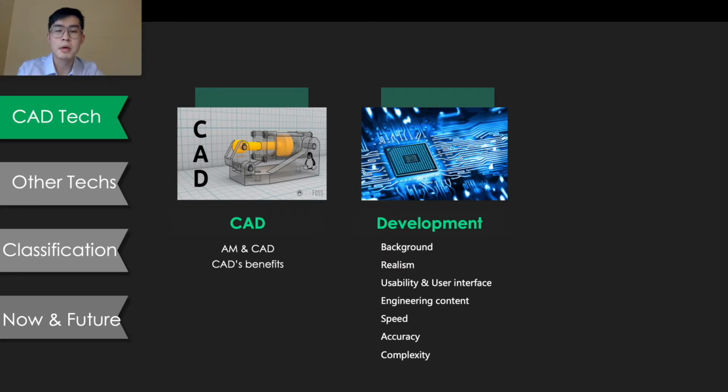With the development in computer technology and the improvements in the way CAD data is presented, manipulated, and stored, most CAD systems can now quite readily run on PCs. CAD technology has rapidly improved in the following regions: realism, usability and user interface, engineering content, speed, accuracy, and complexity.